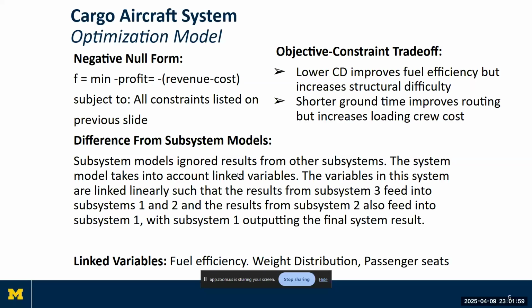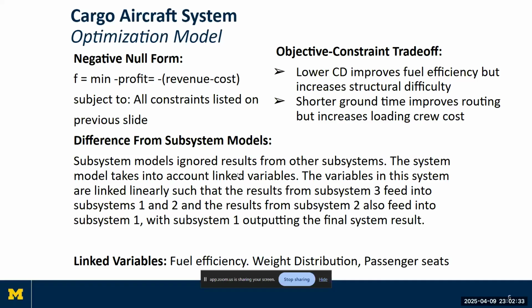And mathematically, our objective is to minimize negative profit, which is equivalent to maximizing the system's 24-hour revenue minus cost. So the trade-offs are key here. On one hand, minimizing the drag coefficient improves fuel efficiency, but may result in structurally unrealistic, heavy wing shapes. On the other hand, minimizing turnaround time improves routing flexibility, but adds to crew loading cost.